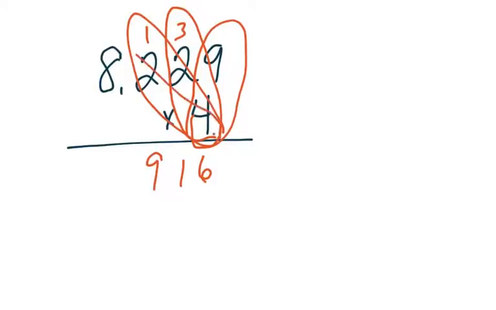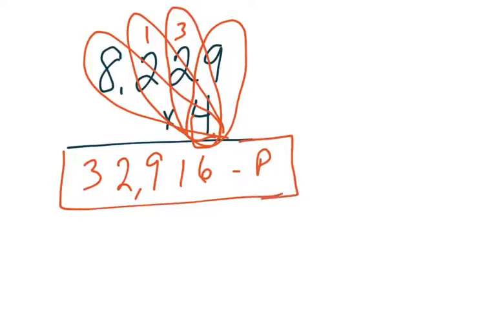And then 4 times 8 is 32. So we end up with a final product of 32,916. And as you can see, guys, after your number keeps getting bigger and bigger, it's hard to read what you have down. So let's try to move to a technique where we don't have to draw all of those lines.